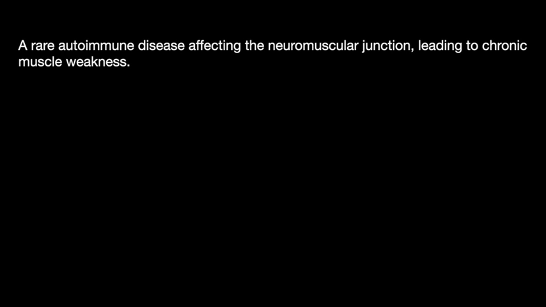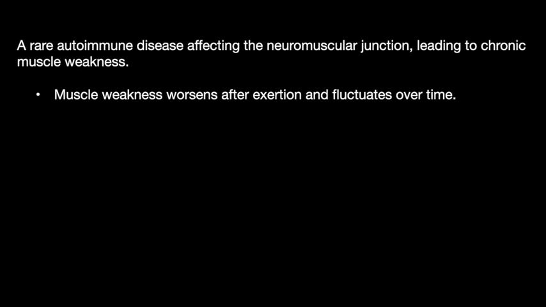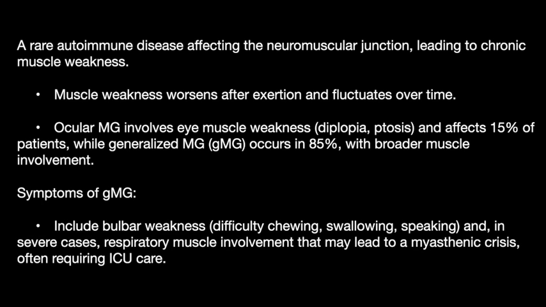The next disease where the complement is very important is myasthenia gravis. It is a rare autoimmune disease affecting the neuromuscular junction, leading to chronic muscle weakness. Muscle weakness worsens over exertion and fluctuates over time. Ocular myasthenia gravis involves the eye muscles and affects 15% of the patients, while generalized occurs in the remaining 85%. The symptoms include bulbar weakness and, in severe cases, respiratory weakness, which may lead to ICU care.